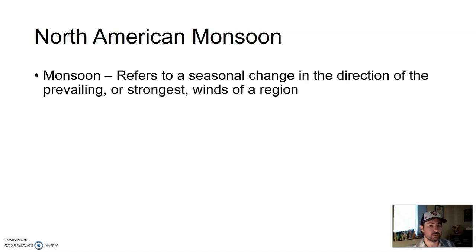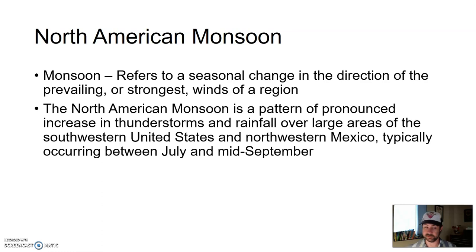The word monsoon itself refers to a seasonal change in the direction of prevailing or strongest winds of a region. That's what monsoon means. It doesn't mean rain. It just means a seasonal change of wind patterns. That's all monsoon means. There are different monsoons throughout the world. Ours just happens to be named the North American monsoon.